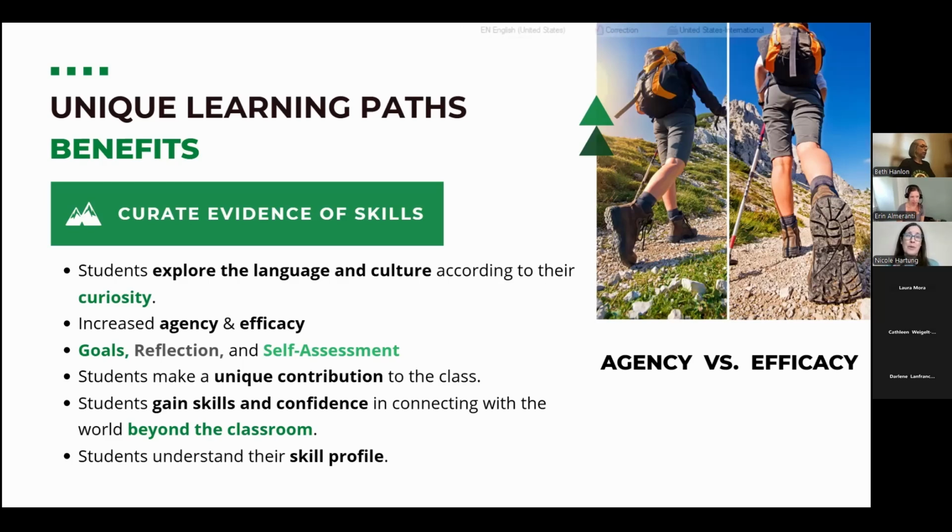Other than being the sort of trail guide for your student, you are also a curator. You are going to be curating evidence of their skills, right? Again, whether you break your grades up into modes or the communicative skills like I do, you are curating evidence, and Voces is going to help you do that. So some benefits are students are able to explore the language and culture according to their curiosity when you give them a choice. And not just maybe where I kind of started, right, with differentiation.